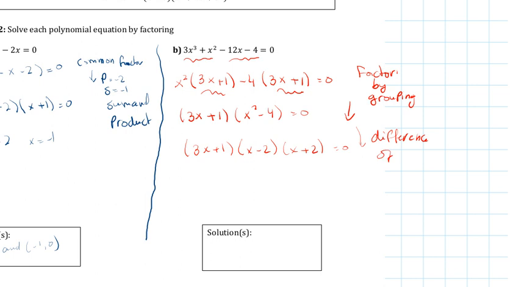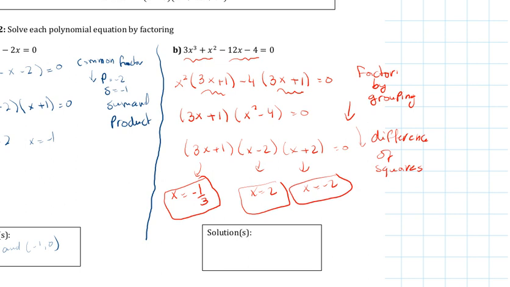Now, my zeros are going to be, so set each bracket equal to 0. So x equals 2, x equals negative 2. This needs a little bit more work, so that's going to be x equals negative 1 over 3. Set it equal to 0 and isolate for x if you don't know how I did that. All right. Now, as you can see, my solutions are going to be negative 1 over 3, 0, negative 2, 0, and 2, 0.